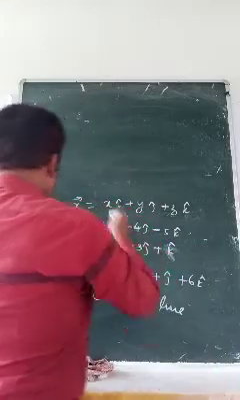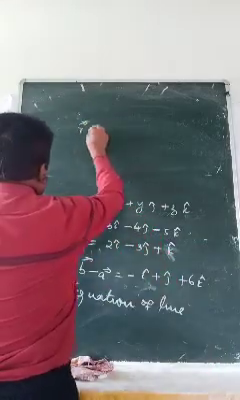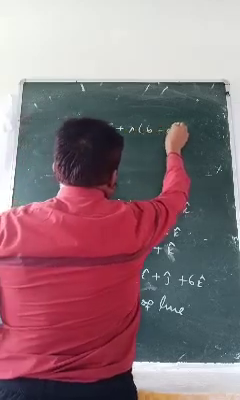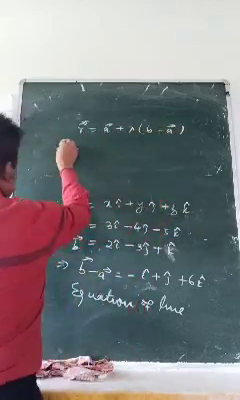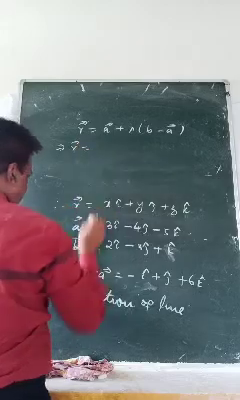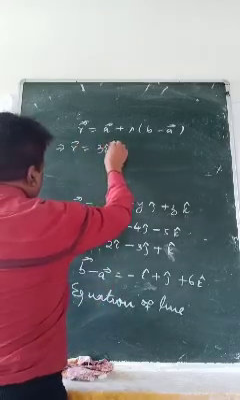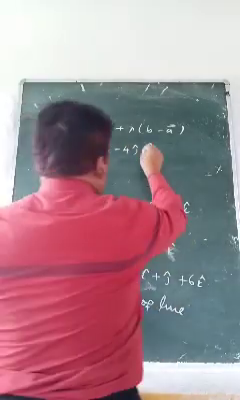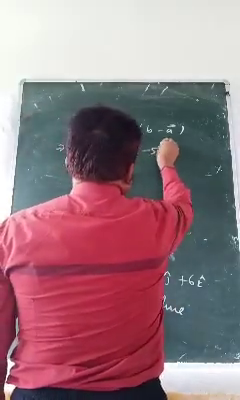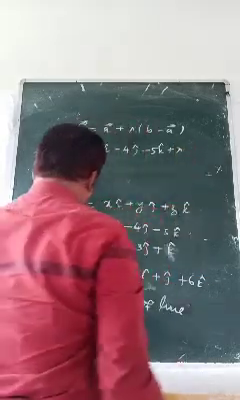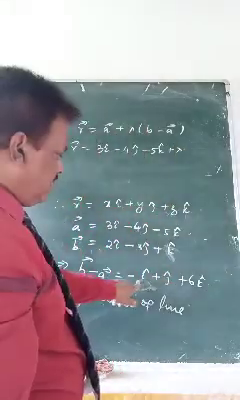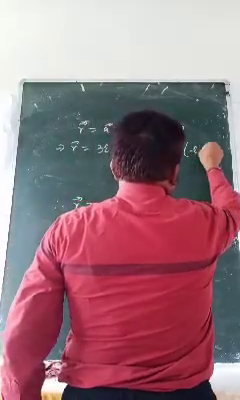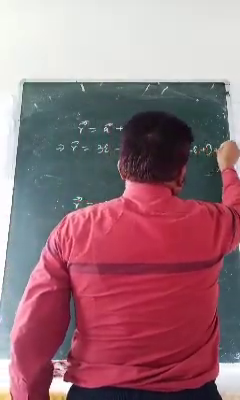R equals A plus lambda times (B minus A), which implies R equals 3i minus 4j minus 5k plus lambda times (minus i plus j plus 6k).